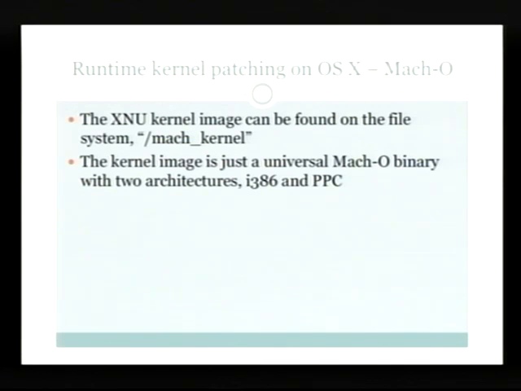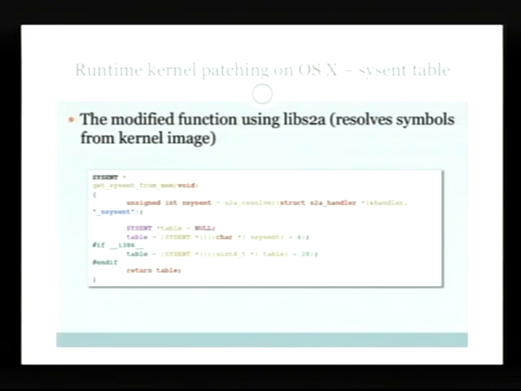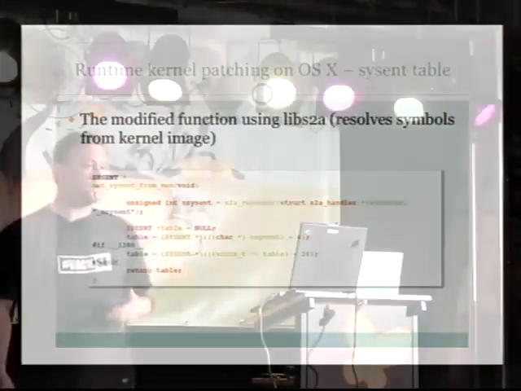So the kernel image is just a normal Mach-O binary, containing two architectures, i386 and PPC. And Bosse actually developed this really nice little library that you can use to resolve kernel functions. It's called libs2a. And in this small example here, it basically just says resolve the nsysent symbol and add an additional 4 if it's on a PowerPC platform, or add 28 on the x86 platform.